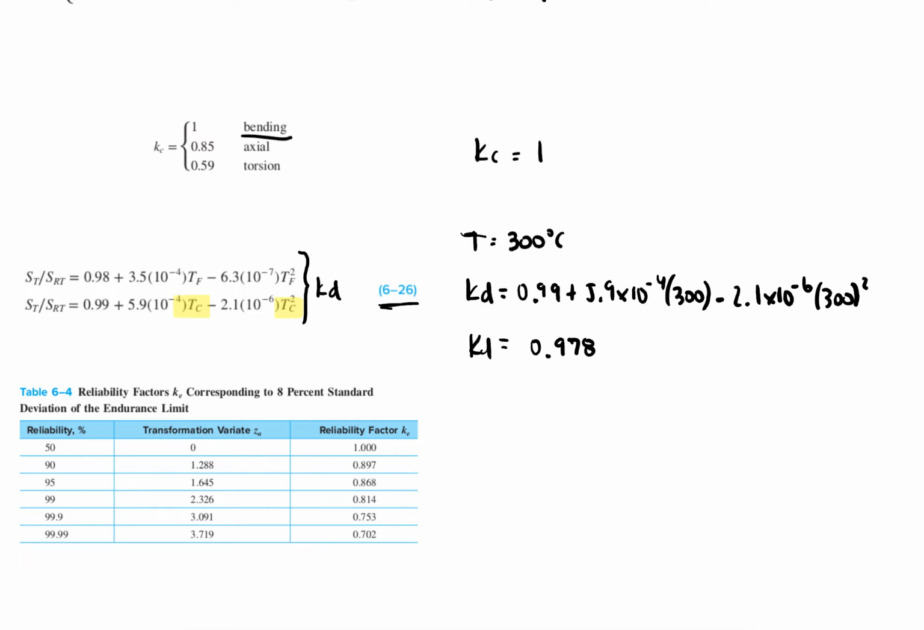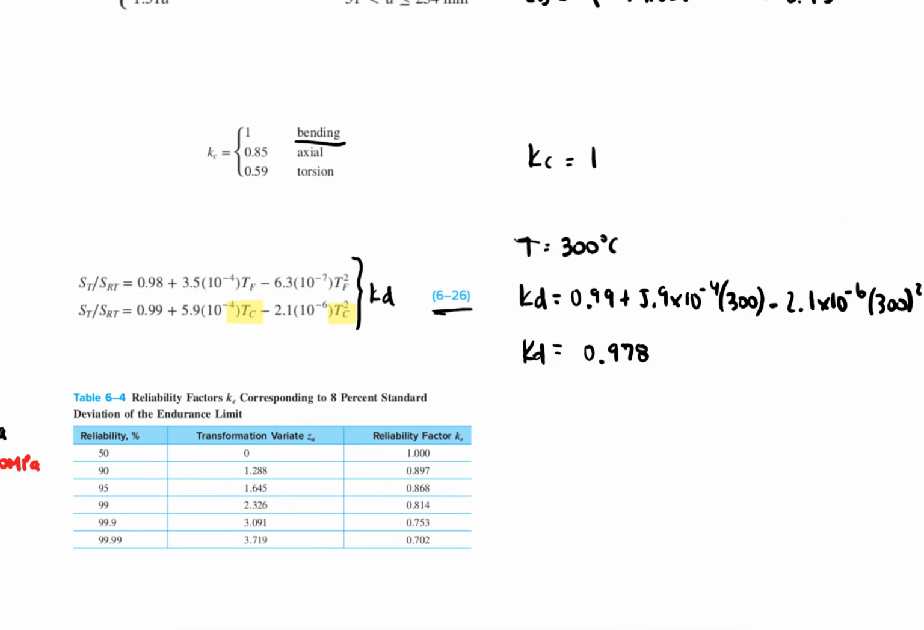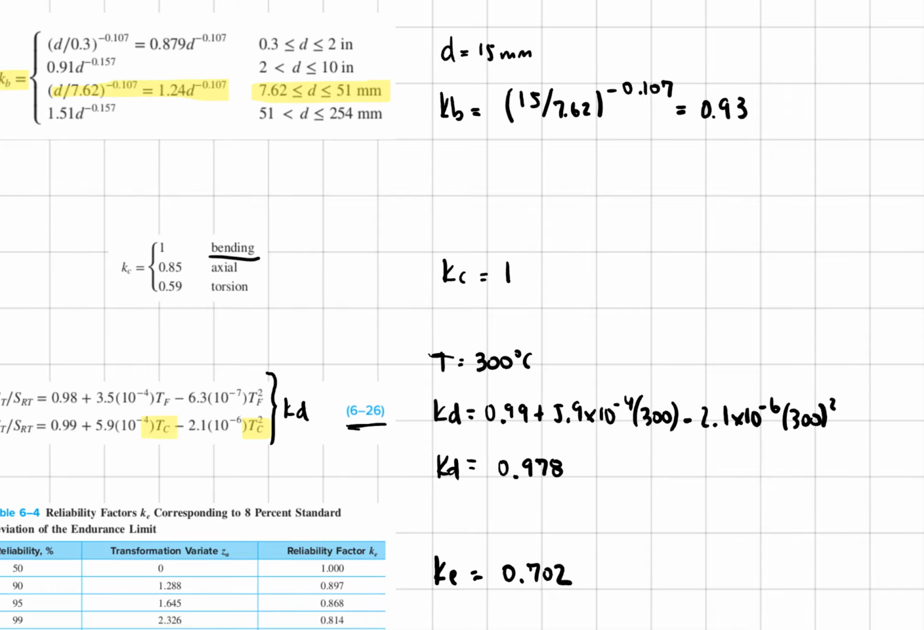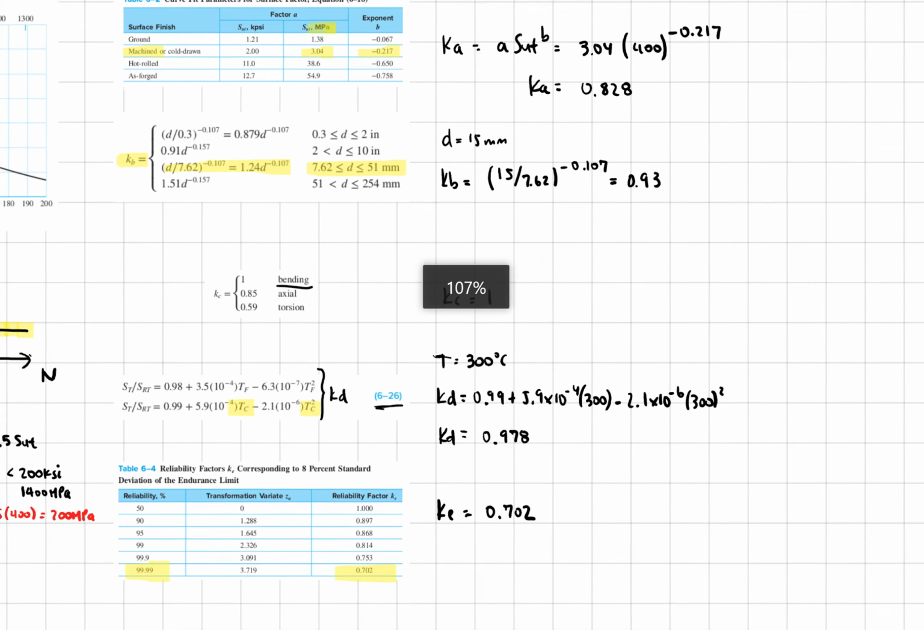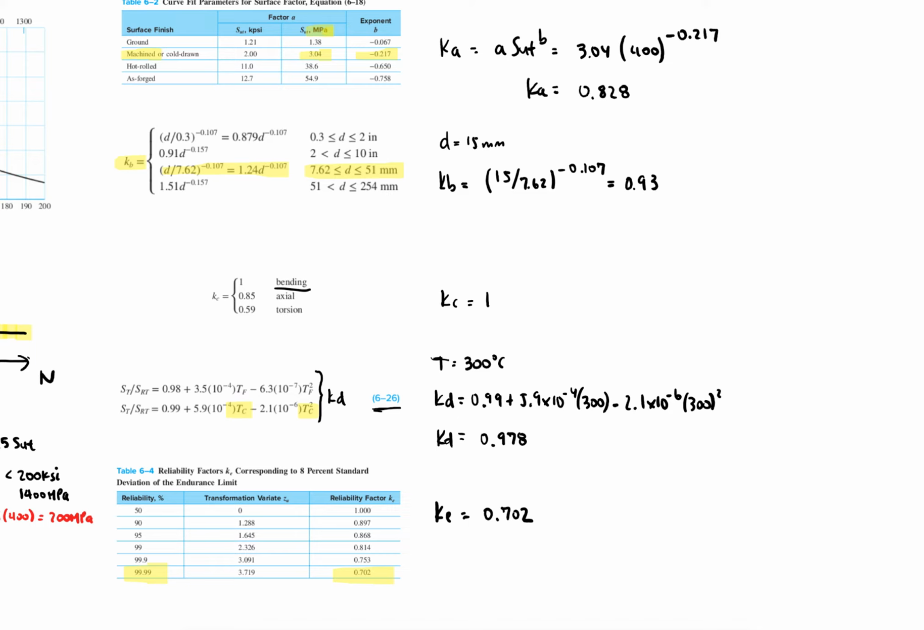And finally, I also added to the problem that I wanted a 99.9% reliability. So I have a table in the book, 6.4, that will give me the factor for that. So KE is equal to 0.702. I have all of these values for my Marin coefficients. So KA for surface finishing, KB for size, KC for the type of loading, KD for the temperature of operation, and KE for the reliability that I want in my system.